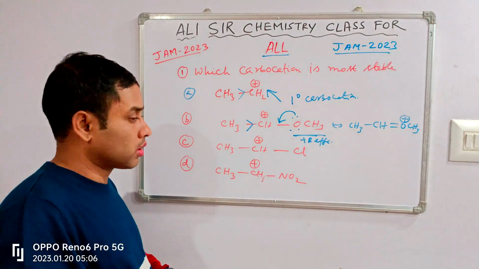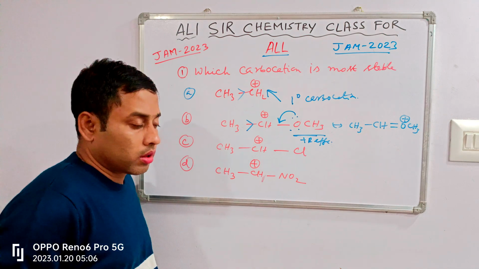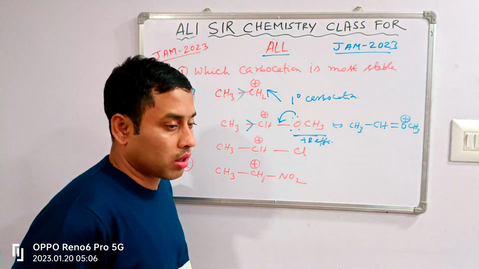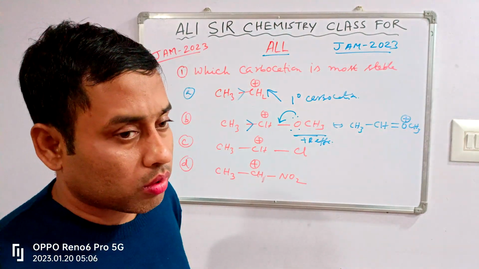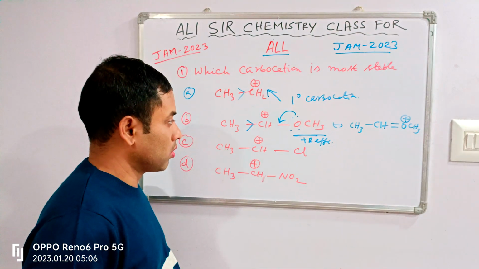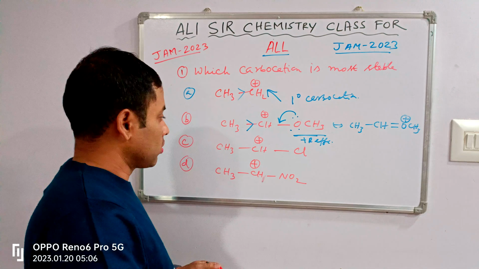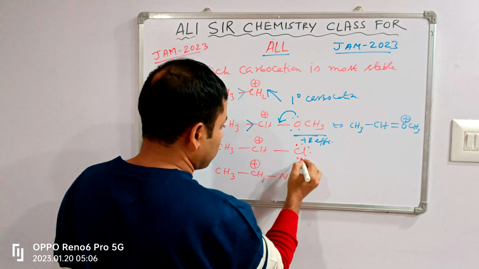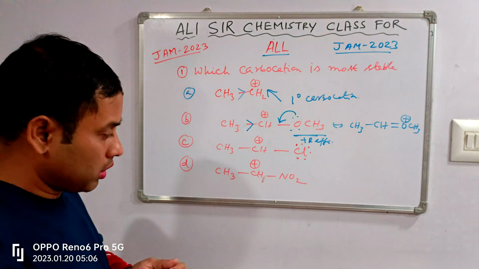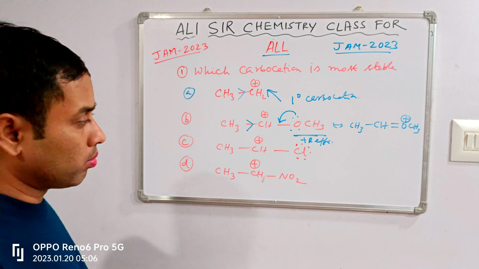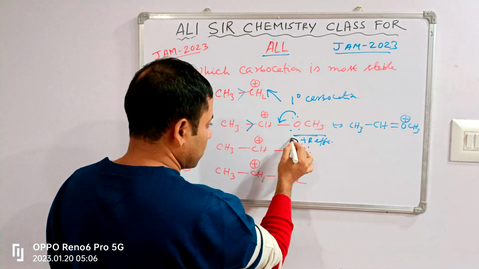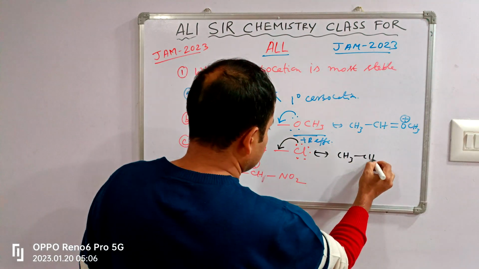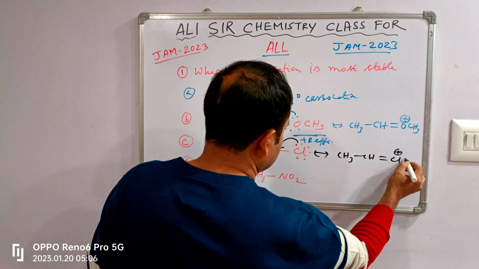The groups or the atoms containing an unshared pair of electrons will show plus R effect. For example, oxygen, nitrogen, halogens, sulfur. These types of atoms will show the plus R effect. So now move to C. Here 3 lone pairs are also present. So this carbocation is also able to show the plus R effect. Here chlorine will show plus R effect. So what we will get? CH3CH=Cl+.